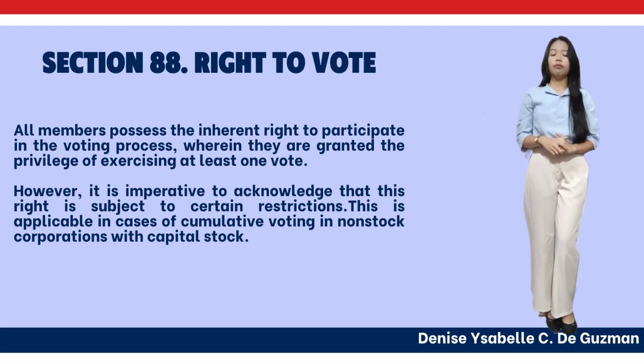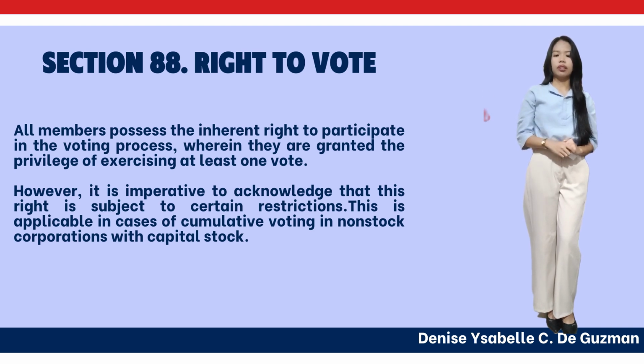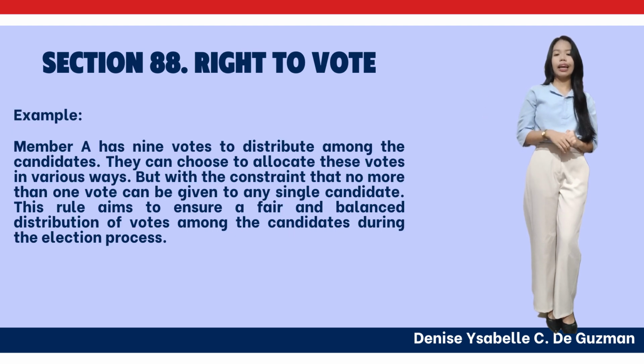The members may vote in various ways, such as by proxy, face-to-face, or by remote communication. For instance, Member A has 9 votes to distribute among the candidates. They can choose to allocate these votes in various ways, such as casting one vote for each of their preferred 9 candidates or distributing the votes unevenly among the candidates, but with the constraint that no more than one vote can be given to any single candidate. This rule aims to ensure a fair and balanced distribution of votes among the candidates during the election process.